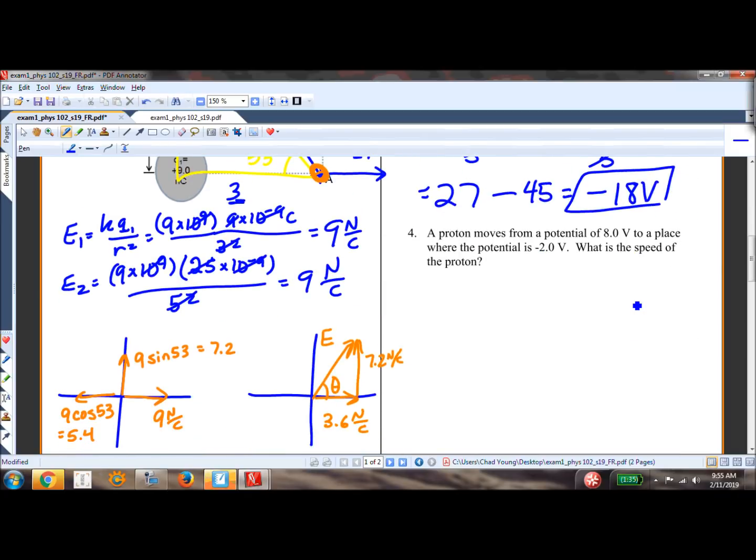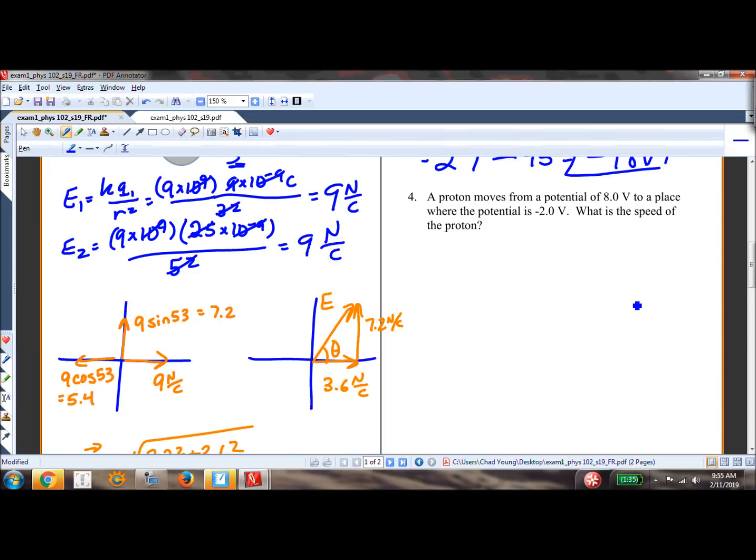All right, a proton moves from a potential of 8 volts to a place where the potential is minus 2 volts. So if I'm thinking about a mountain here, up here I have 8 volts, and down here I have minus 2 volts, and that proton is moving in that direction. That's what protons do, they roll downhill. Unlike electrons, which roll uphill, as we know.